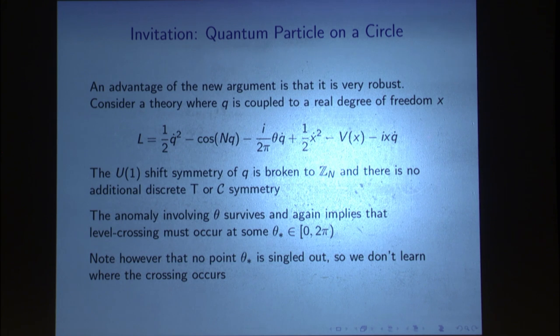Why did I need x? Well, for instance, if I remove x and just have the cosine, then there'll still be some additional discrete symmetry at a special value of theta. And I could pin down theta equals pi. The point of this example was to show you that I could have a more generic example that has this anomaly, and you still learn that there's level crossing.